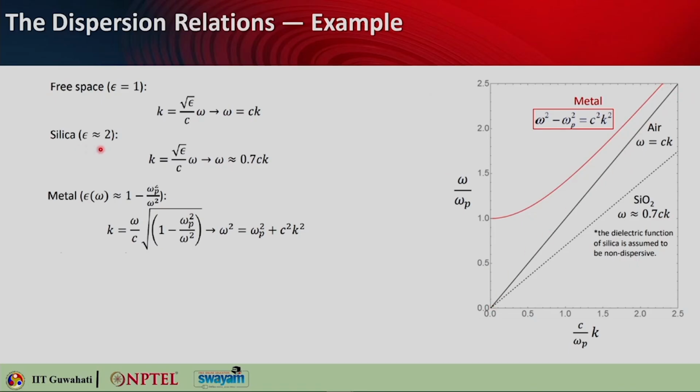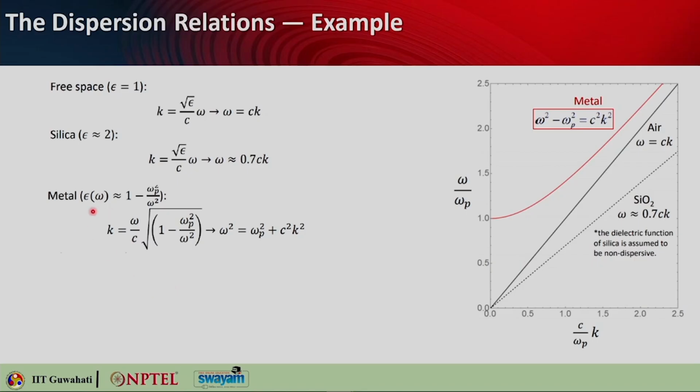Now if you consider silica and you want to see what is the propagation inside that and find out the dispersion, you put epsilon equal to 2 here, and you get this particular dispersion relation. So omega is around 0.7 ck, that is this particular dotted line. Remember that the permittivity or the dielectric function of silica is assumed to be non-dispersive, meaning it is assumed to be a fixed value for all the wavelengths, but actually it is not like that. However, the importance here is to show that if you have a dielectric constant larger than air, the slope of the dispersion curve is reduced.